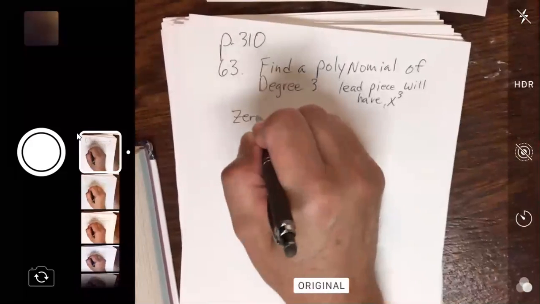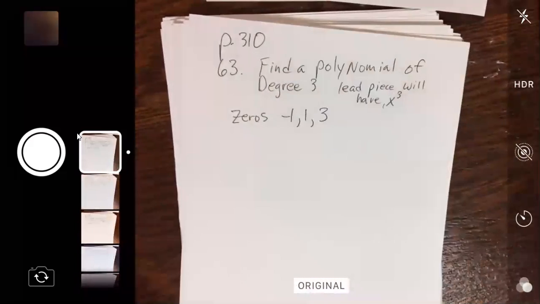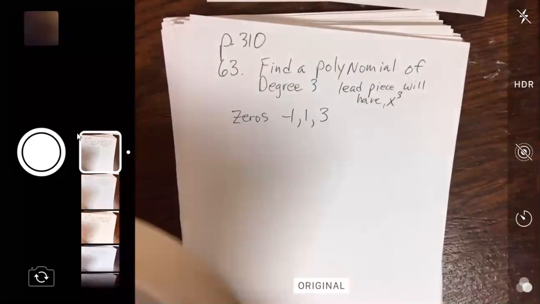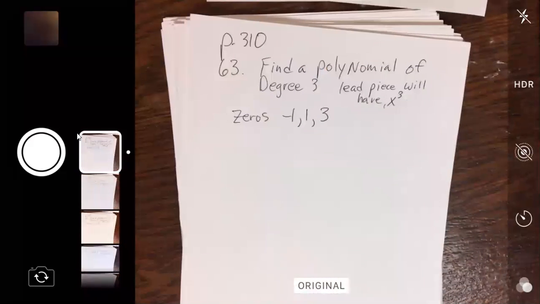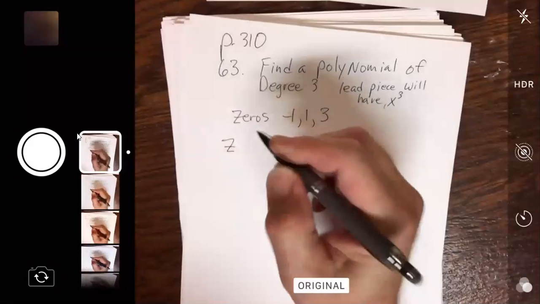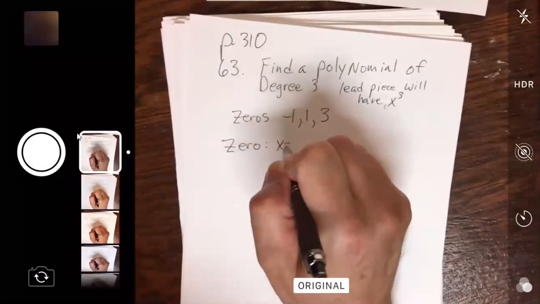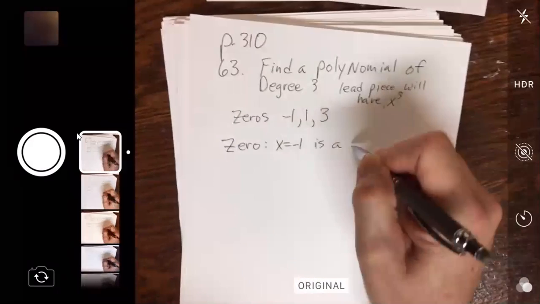Zeros: -1, 1, and 3. So that's what this says. Okay, here's what they really haven't explained unless you've seen 3-4. When we say a 0, that x equals -1 is a 0.